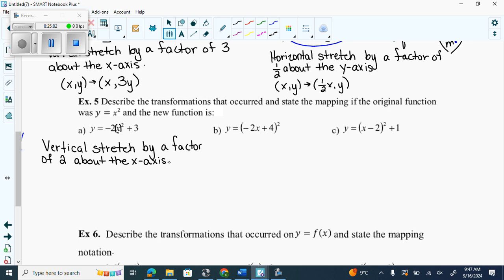I have to do stretch, reflect, translate, sort of. So next I have to do reflections. Is there a reflection? Yeah, there's a negative. It's with the y, so it's a reflection in the x-axis.